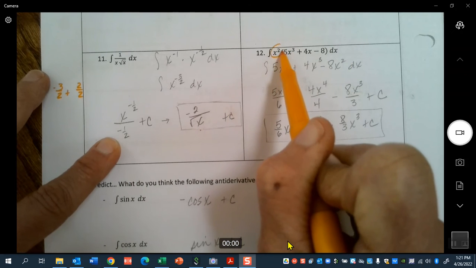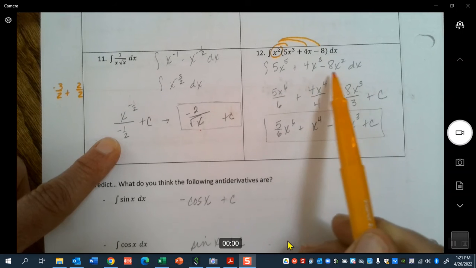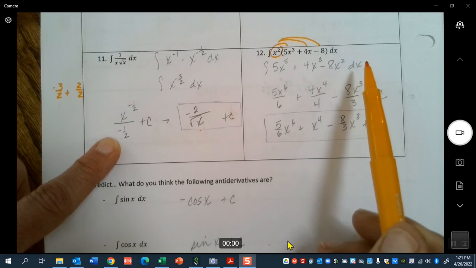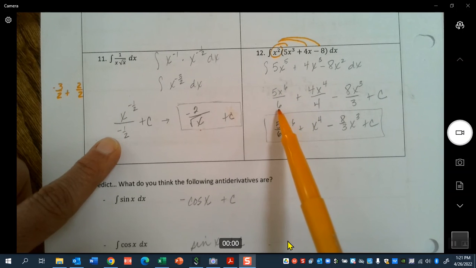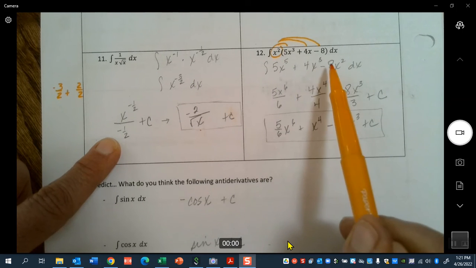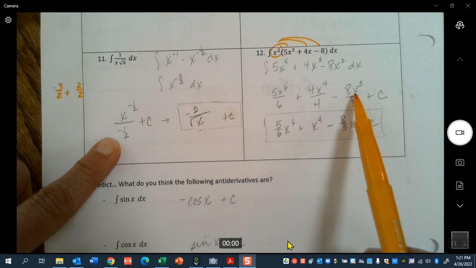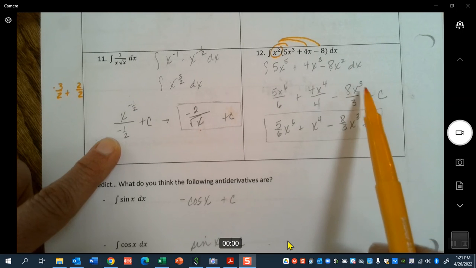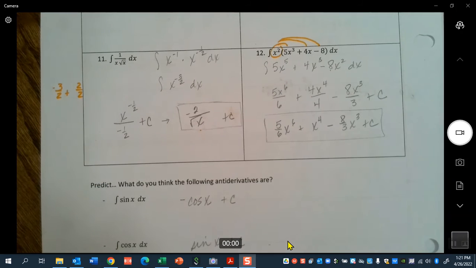This value here can be shared, giving me something that I do know how to integrate. Exponent 1 more, 5 tags along, divide by the new exponent. 4 tags along, 1 more, divide by the new exponent. 8 tags along, 1 more on the exponent, divide, plus c, rewrite.